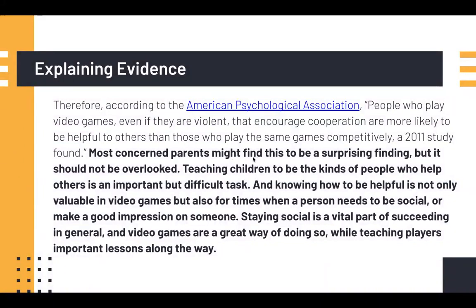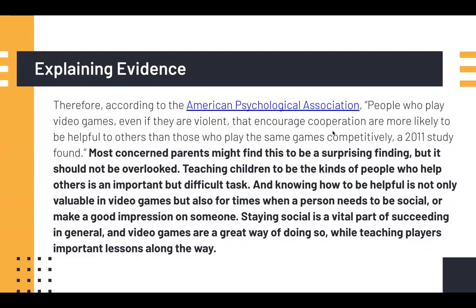Most concerned parents might find this to be a surprising finding, but it should not be overlooked. Teaching children to be the kinds of people who help others is an important but difficult task. And knowing how to be helpful is not only valuable in video games, but also for times when a person needs to be social or make a good impression on someone. Staying social is a vital part of succeeding in general, and video games are a great way of doing so while teaching players important lessons along the way.